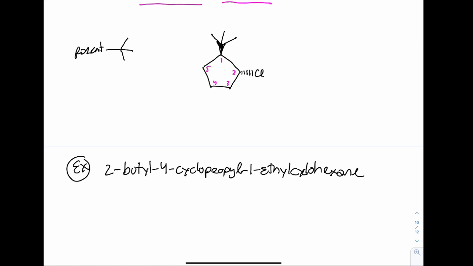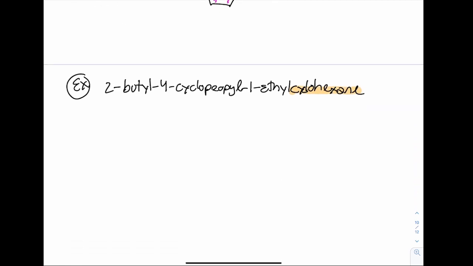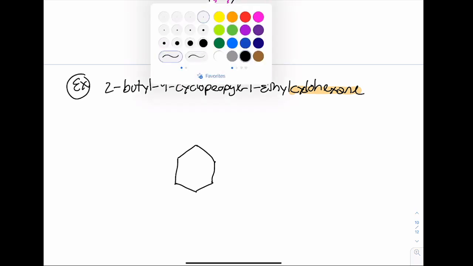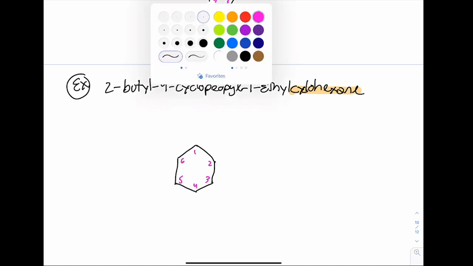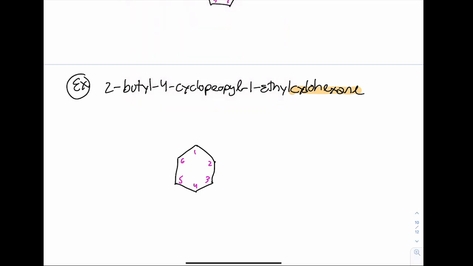So hopefully you guys did that. So that does say cyclohexane, believe it or not. So I'm gonna draw a ring of 6. And then I'm gonna number it. You may have started in a different spot than I'm gonna start, and that's perfectly fine. Just be sequential about your numbers. And then I'm just gonna start putting my groups on. So on the 2nd carbon, I have a butyl group. Butyl is 4 carbons. So I have 1, 2, 3, 4 carbons there. So my butyl group. On carbon 4, I have a cyclopropyl group.